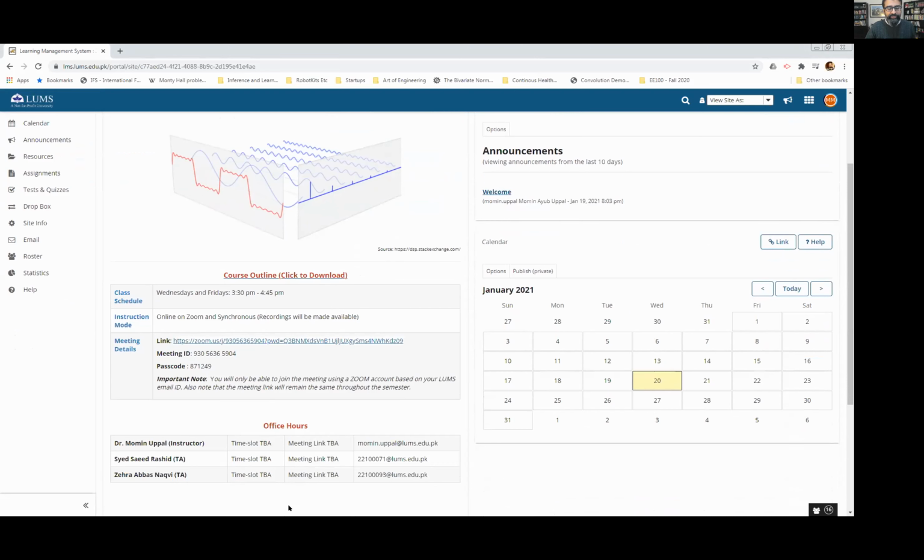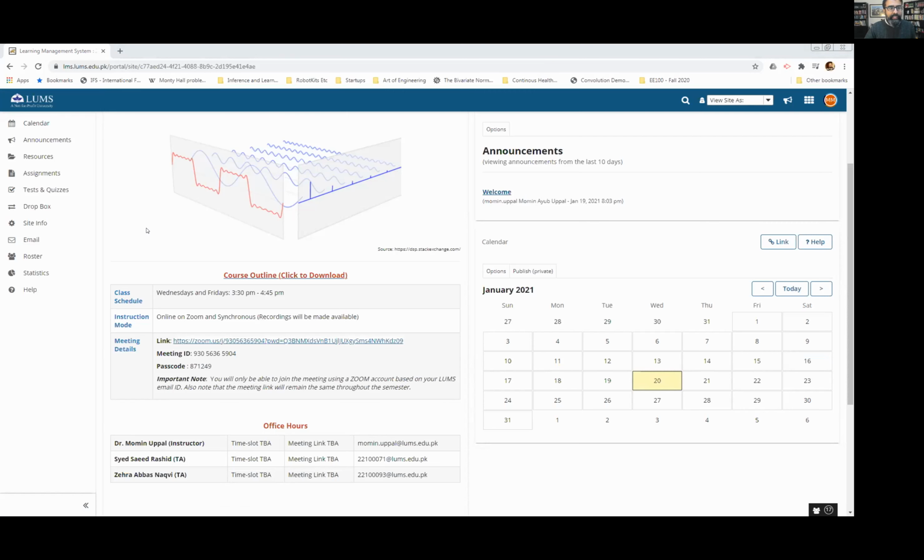And these are the office hours. I've not populated that yet. We will be doing that by the end of this week, inshallah. The TAs for this course are Saeed and Zehra. I'm not sure if he's here. Both of them are doubly juniors, and they will be assisting me with this course throughout the semester, right? So the first thing I'm going to do is open up the course outline.